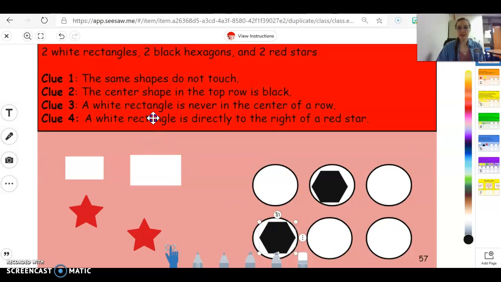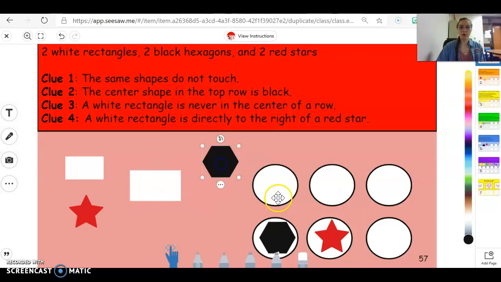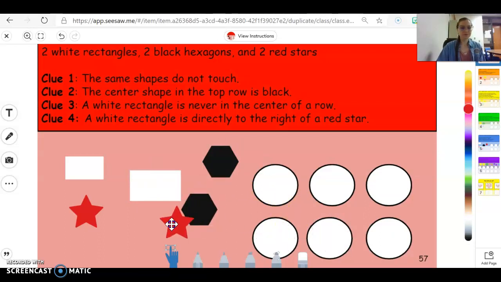A white rectangle is never in the center of a row. Okay, so that means the center of the rows go across, so I cannot have a white rectangle in the top or the bottom. And then I have a white rectangle is directly to the right of a red star. So that means this rectangle is now to the right of a black hexagon. So over to the right is where it needs to be to the right of a star. So if a star goes right here, okay, that would be to the right. All right, so I just wanted to go over some of that terminology again for you.